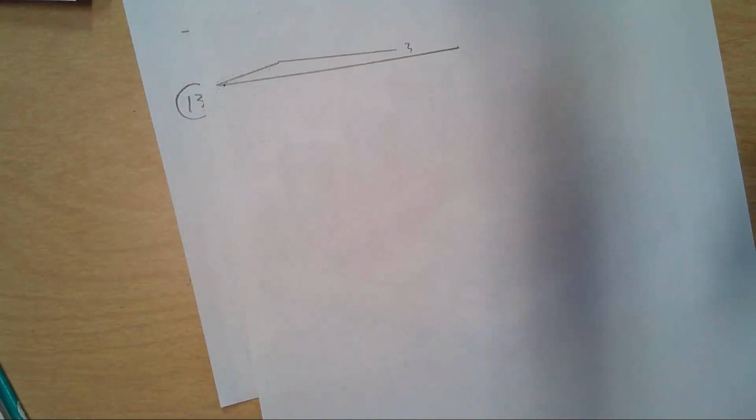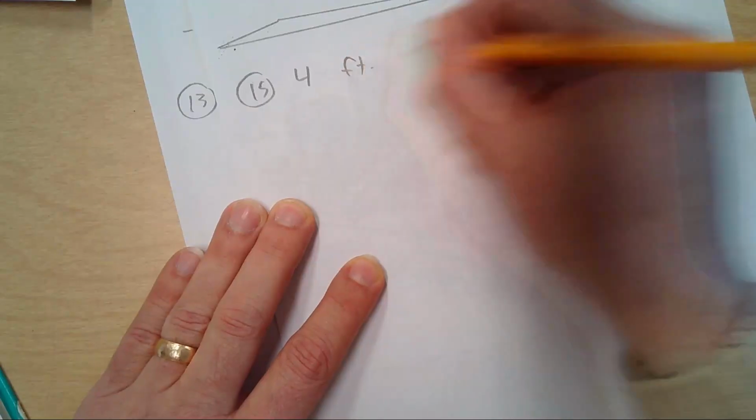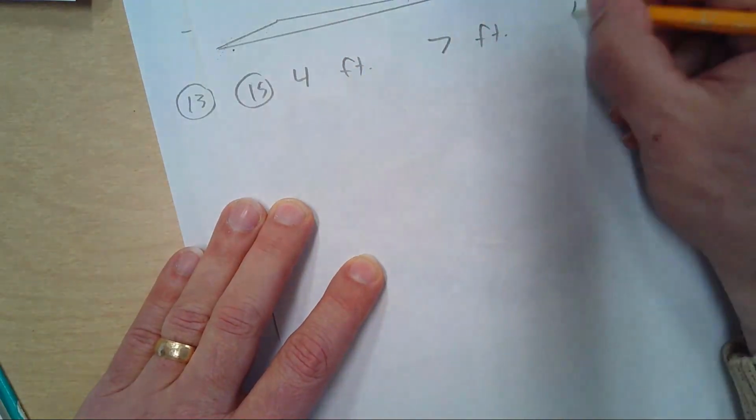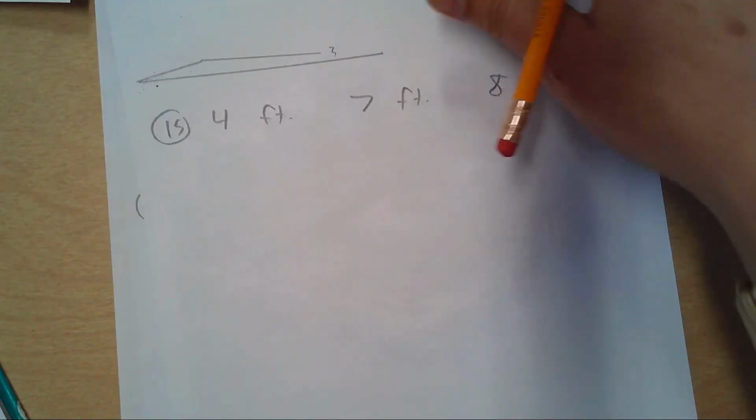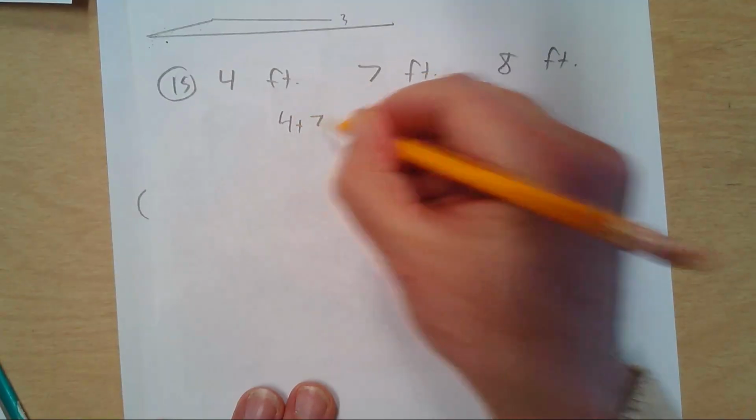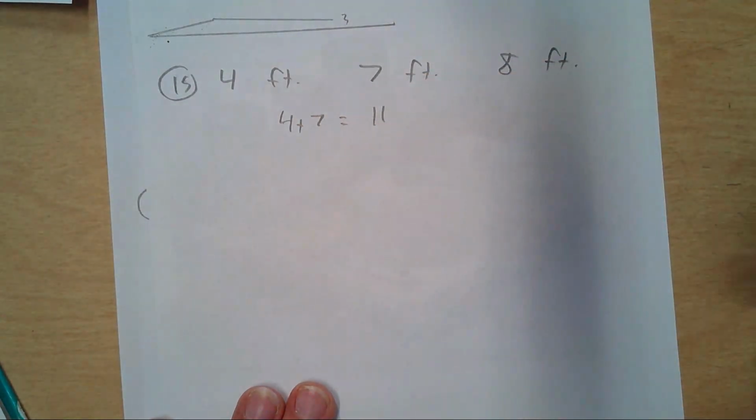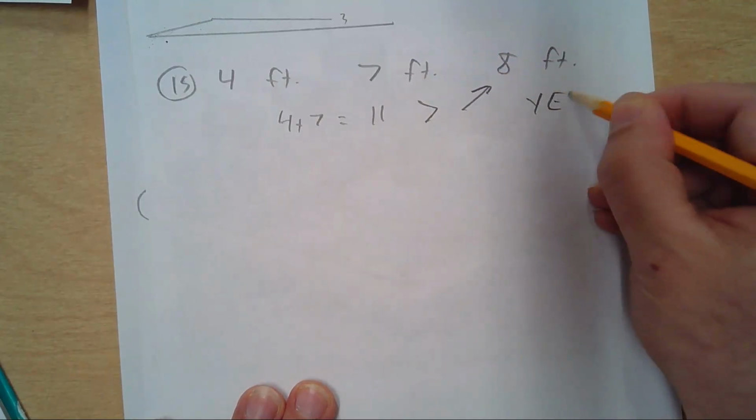If I say number 15, I've got a 4-foot piece, a 7-foot piece, and an 8-foot piece. Will that make a triangle, yes or no? Yes. How do you know? Because it adds up to 11. Right, because when I add 4 plus 7, that equals 11, which is greater than 8.